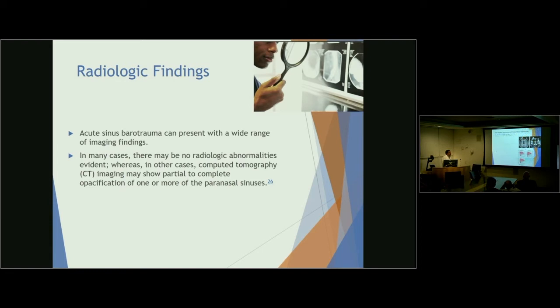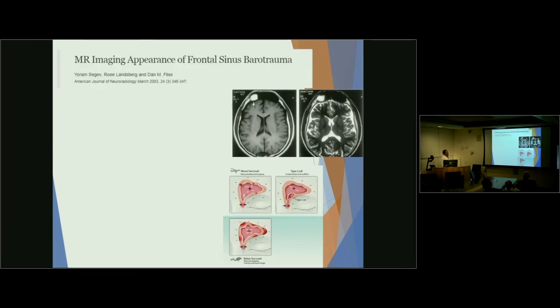This study looked at the MRI of people that presented with sinus barotrauma. And on MRI, they basically found that after sustaining an acute barotrauma in a patient with no history of previous episodes, you can see a lesion in the sinus, which is hyperintense both on T1 and T2.